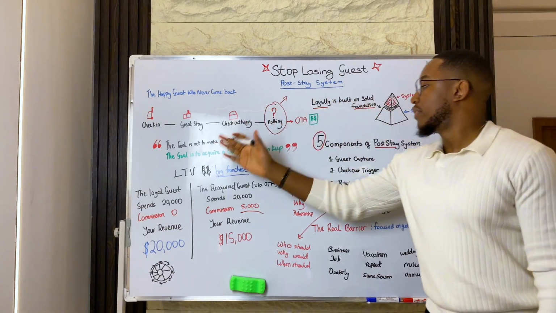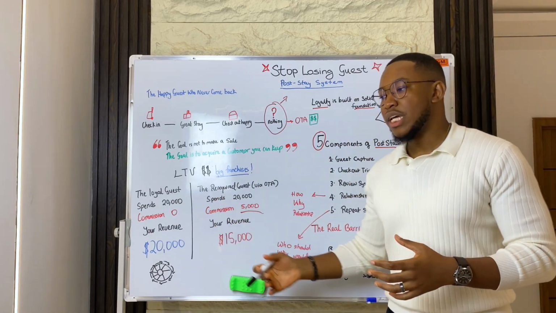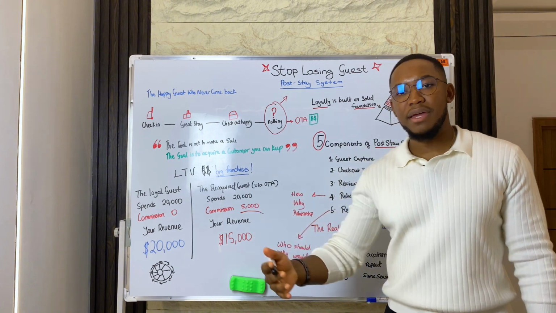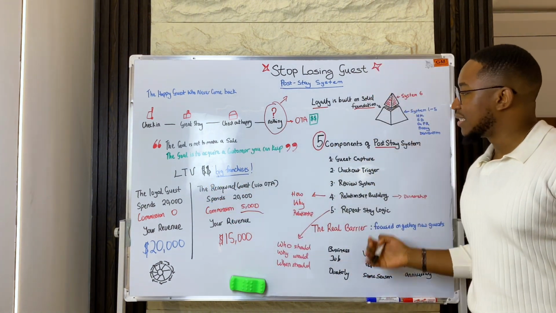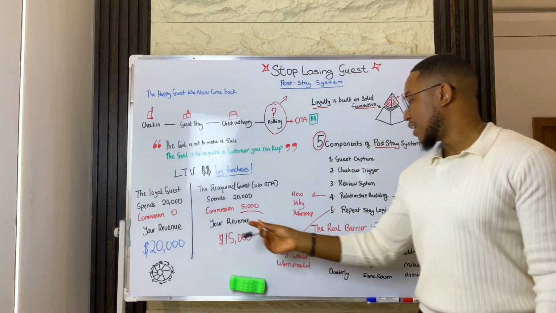So all of this can be done with a software, or you could do this manually, right? The benefit of this is the fact that you don't have to pay commissions, you don't have to spend money on ads to keep getting the same guest who was going to come anyways. That's the purpose of this.